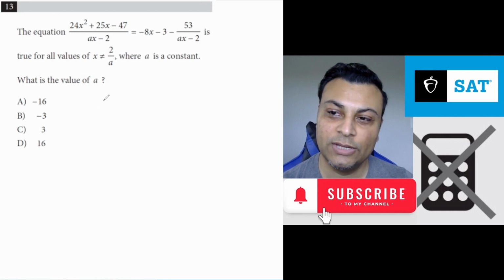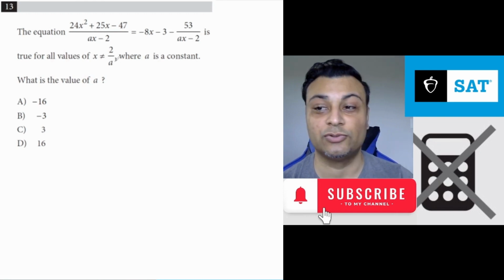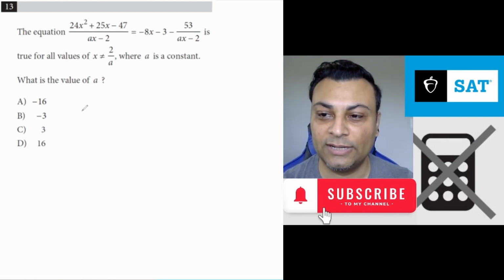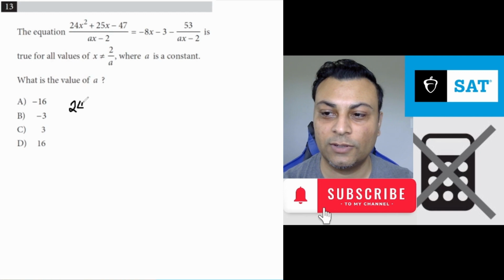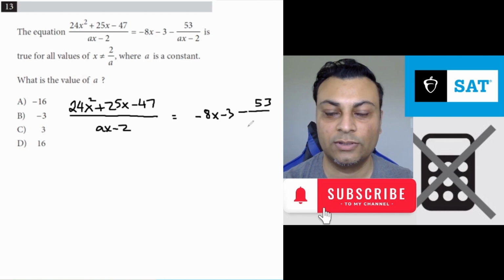Okay, so what we want to do is try to compare these two. And we notice that they have denominators of ax minus 2 here, ax minus 2 over there. So what I could do is multiply everything by ax minus 2. So let's take this 24x squared plus 25x minus 47 over ax minus 2, and that's equal to negative 8x minus 3 minus 53 over ax minus 2.